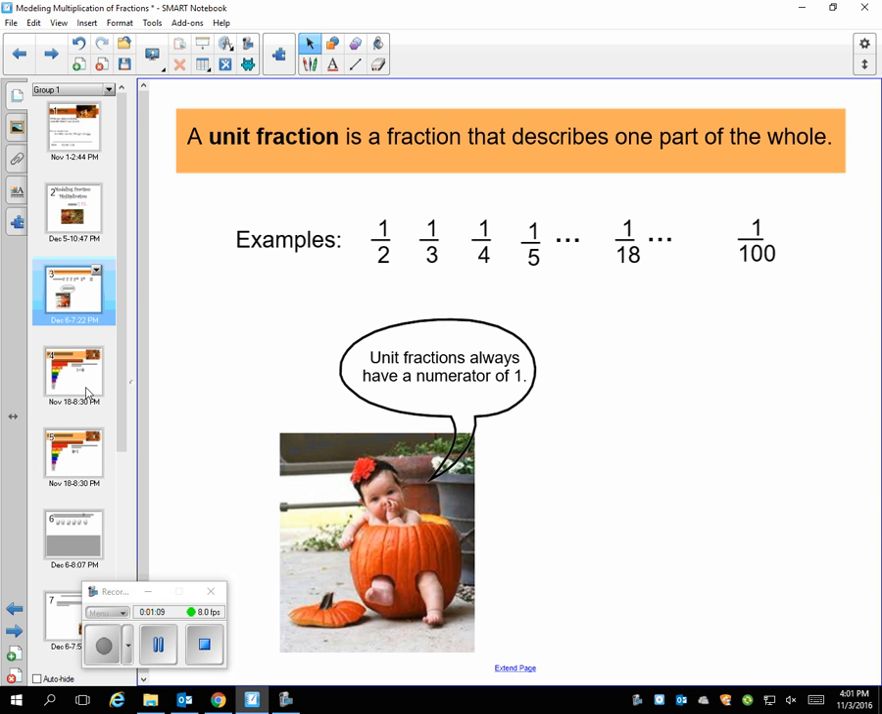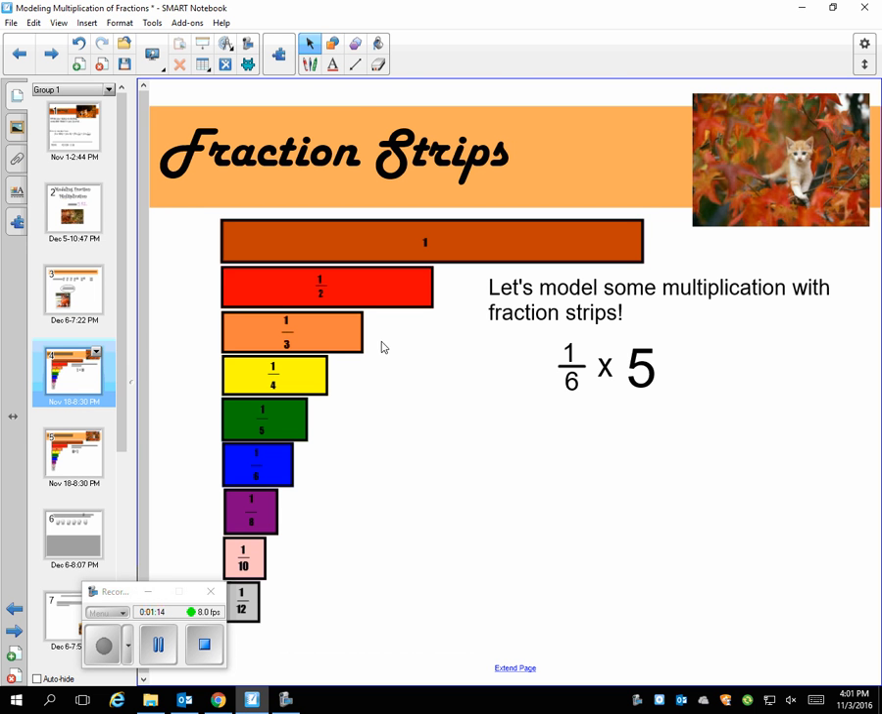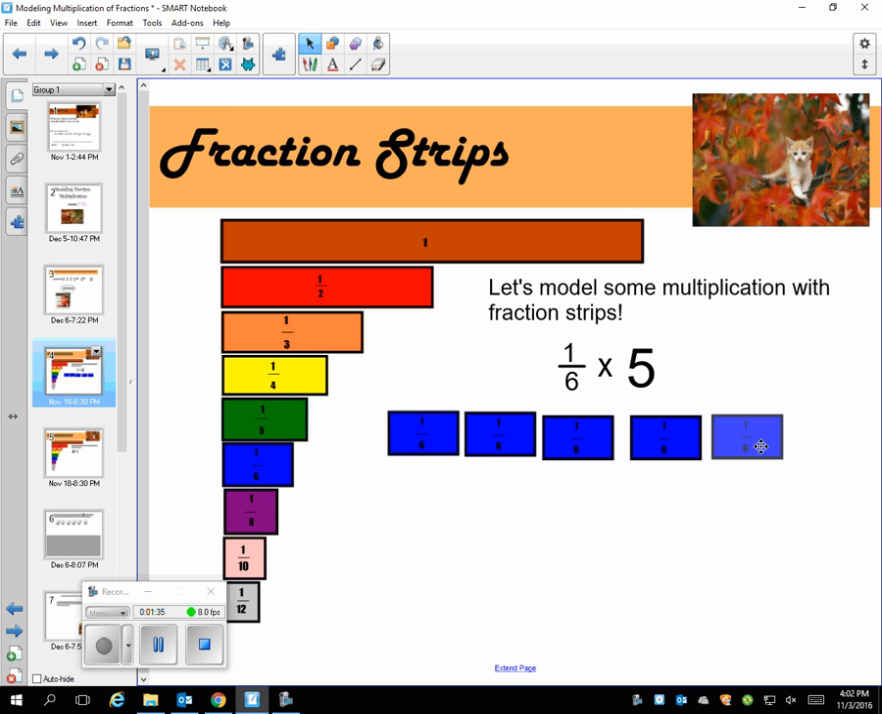Okay, you're going to need fraction strips for the next couple of exercises, so get them out quietly. All right, we're going to model some multiplication with the fraction strips. 1/6 times 5. We know that multiplication means groups of, and it looks like we need 5 groups of 1/6. So we're going to take out 1/6 and we're going to take out 5 of them. Okay, and our answer is what we have all together. 1/6 times 5 is 5/6.